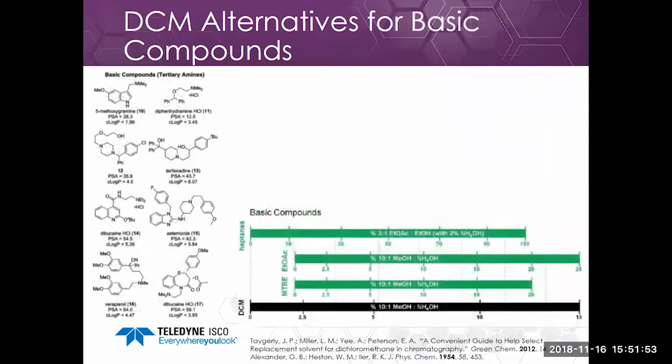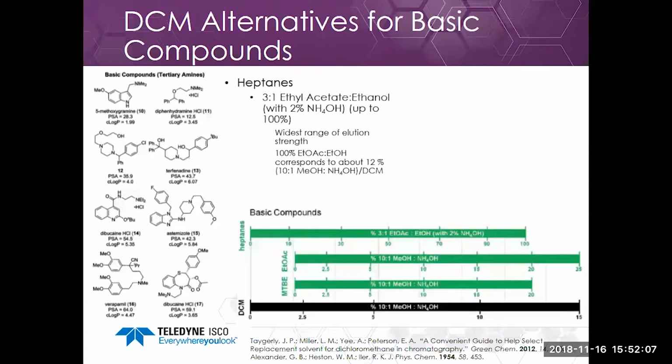They also apply this for basic compounds. What they did is add 2% ammonium hydroxide to the 3-to-1 ethyl acetate ethanol mixture. That also gives you a pretty wide elution range. It's not quite as strong as 10-to-1 methanol ammonium hydroxide and DCM, but it's pretty similar. It gets you up to that 12% range. If you need the added solvent strength, then you can use the 10-to-1 methanol ammonium hydroxide, but use ethyl acetate as a base solvent instead of DCM.